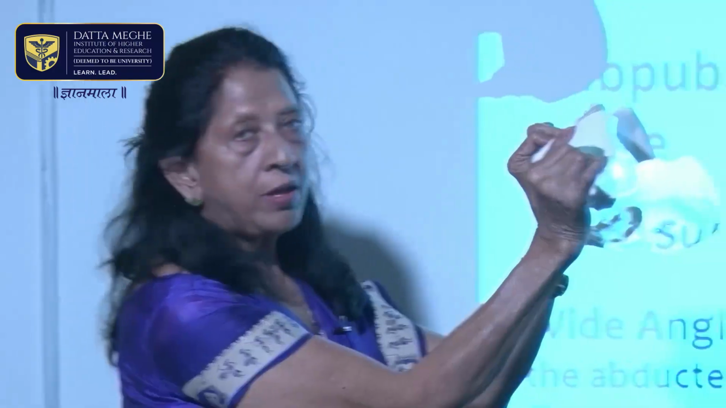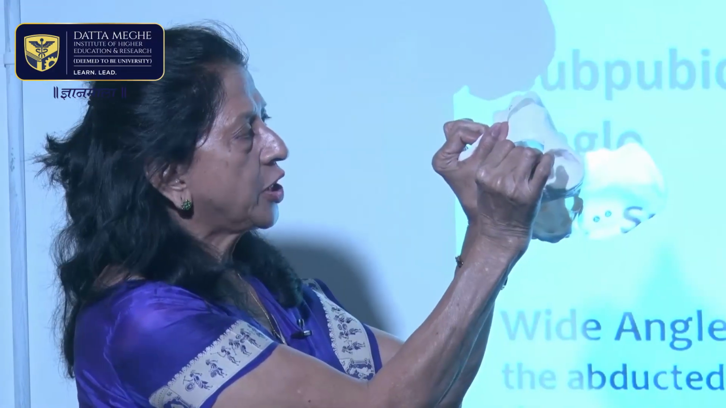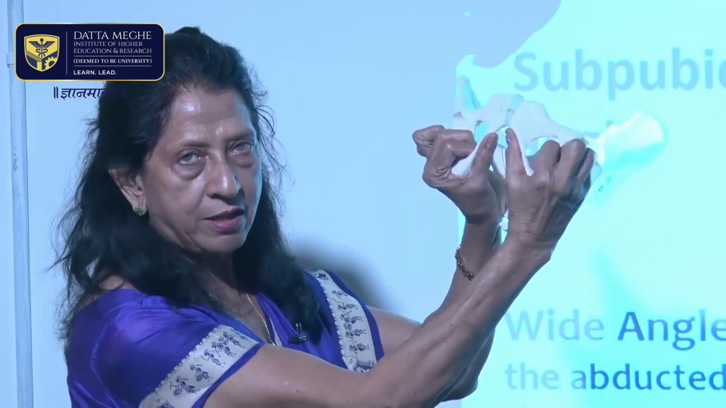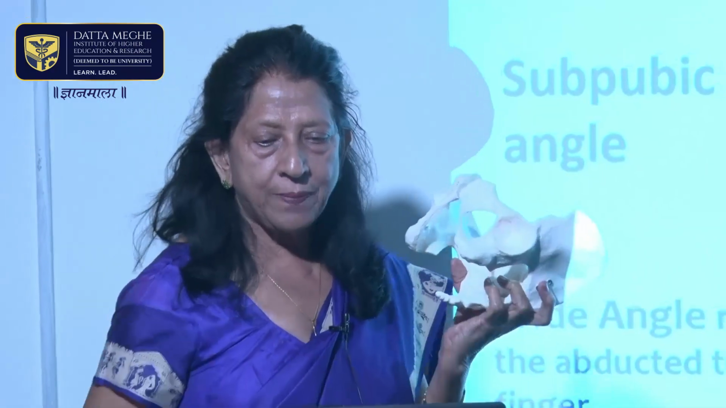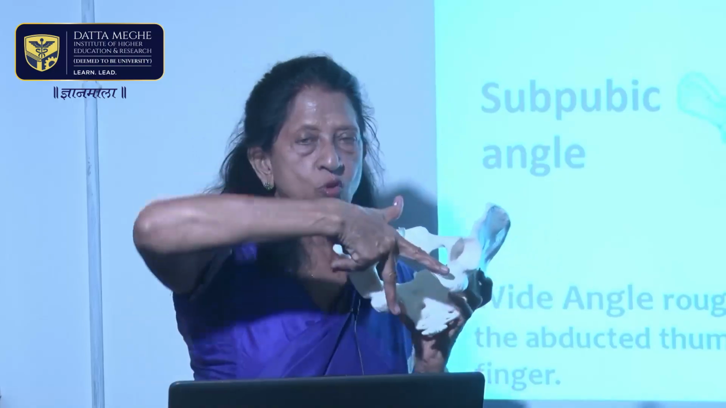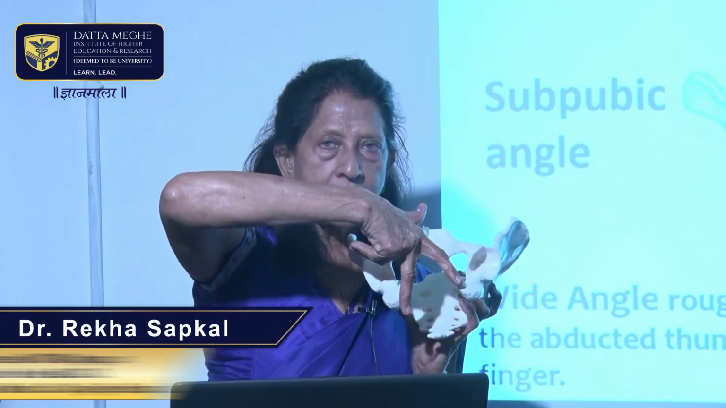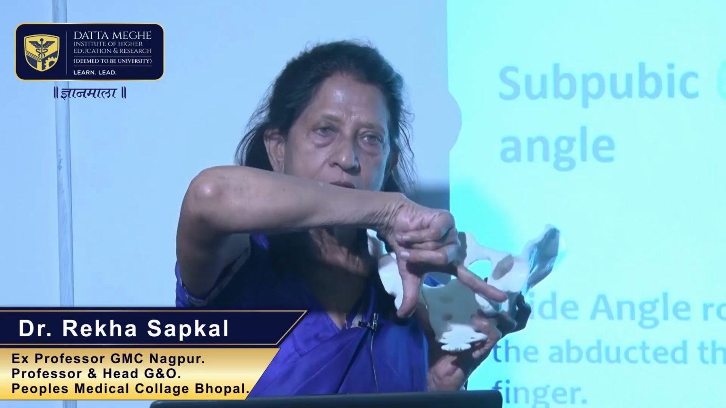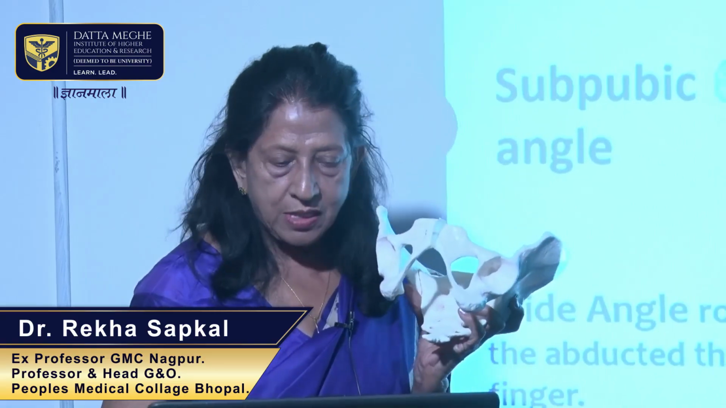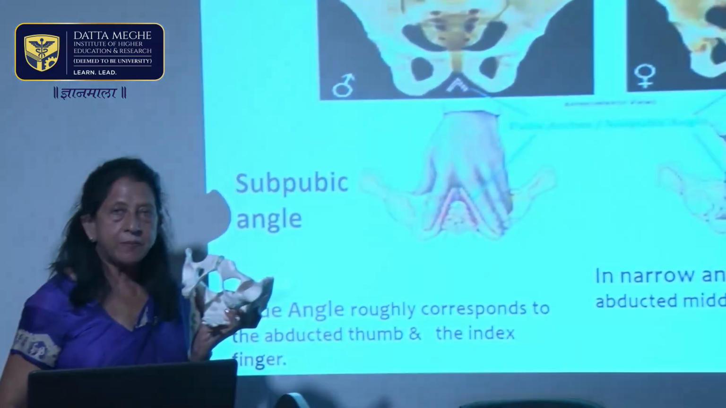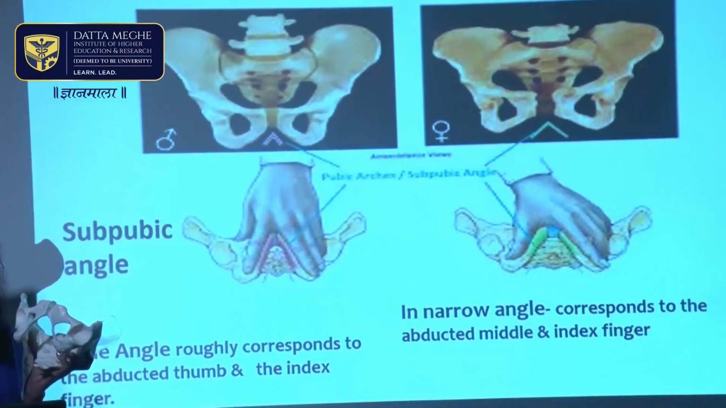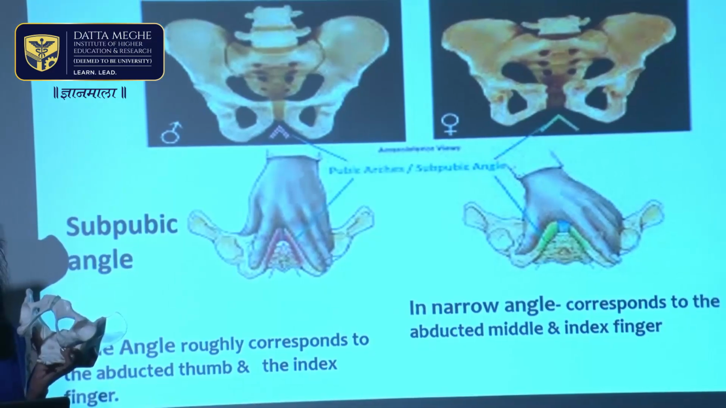If it is narrow, they will be like this; if it is wide, it will be like this. So, these are a few methods to assess the subpubic angle. The usual method is this one. This is how I assess the subpubic angle. What statement will I make on paper? I will write down that the subpubic angle is wide.